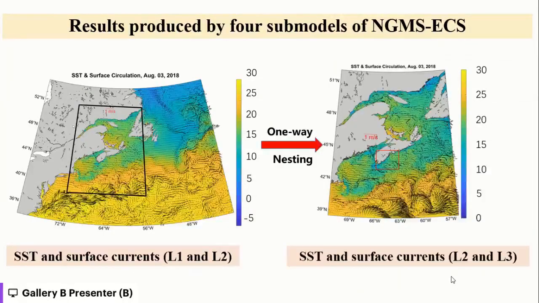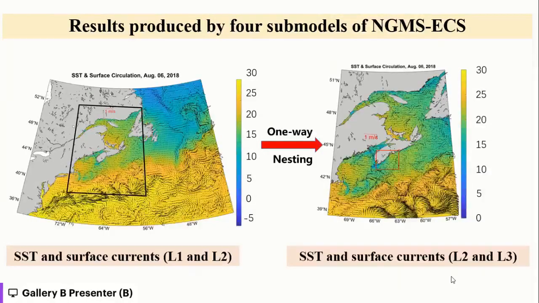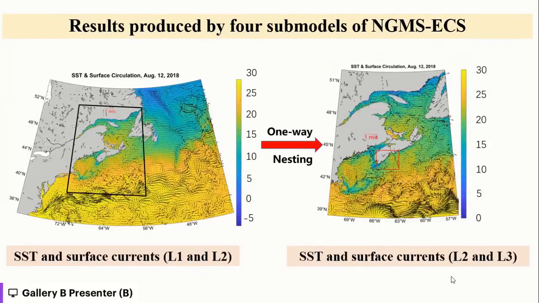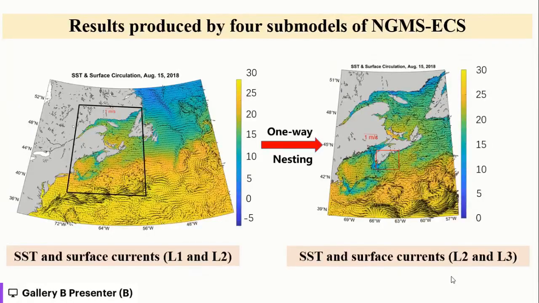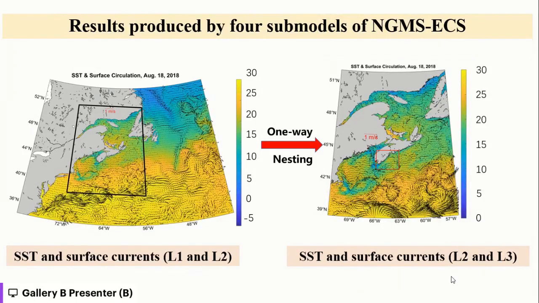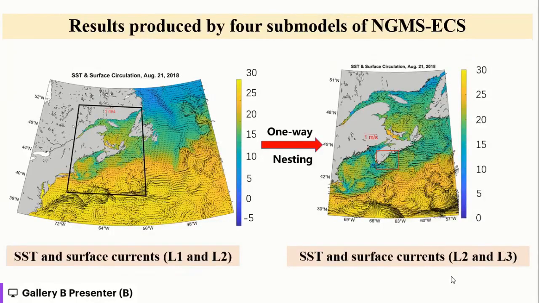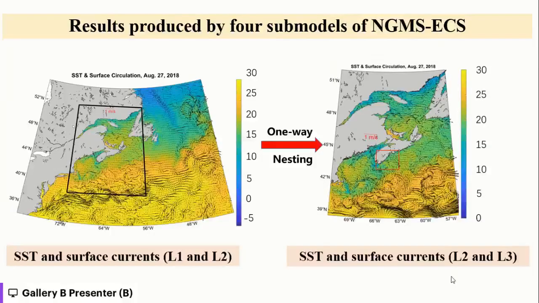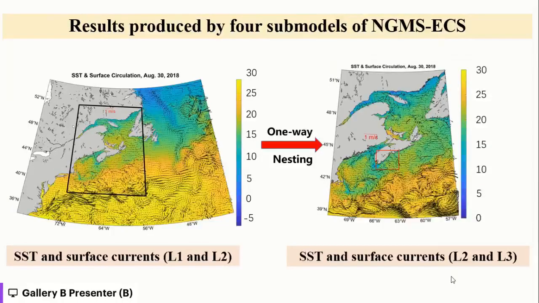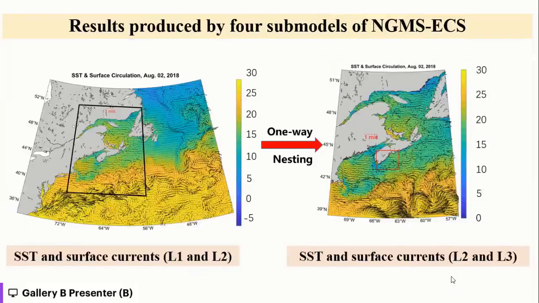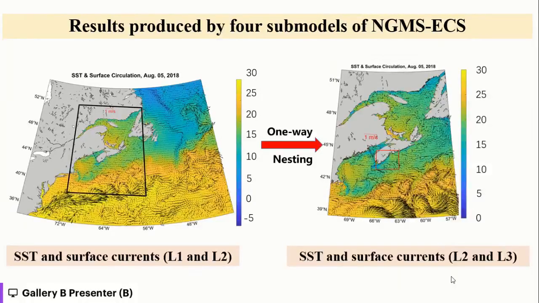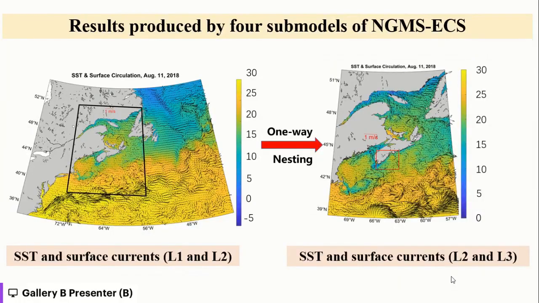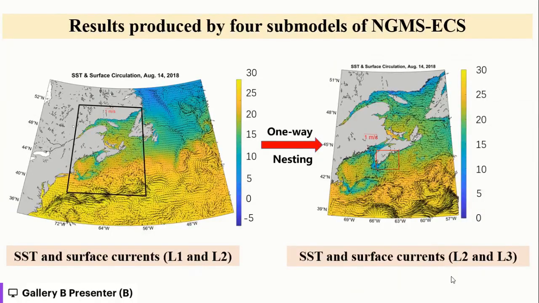So in this slide, on the left-hand side, I am showing the surface salinity and currents from level 1, the outermost model, but within the black outline, we are showing the output of the level 2 model, which is nested within the level 1 model. So if you look within the black outline, you will see more details in the simulated fields. And then the right-hand panel is the same thing, but with the level 2 and level 3 models.